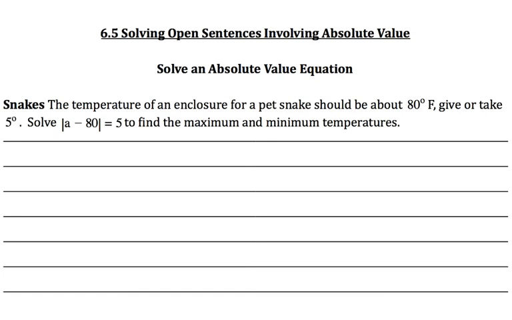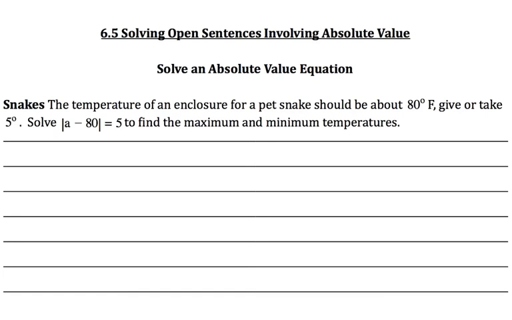So snakes: the temperature of an enclosure for a pet snake should be about 80 degrees Fahrenheit, give or take 5. So it's basically 80 plus or minus 5 degrees. That's the range we want to be dealing with. But they say, solve this absolute value equation to find the maximum and minimum temperatures. There are going to be two ways we set this up.